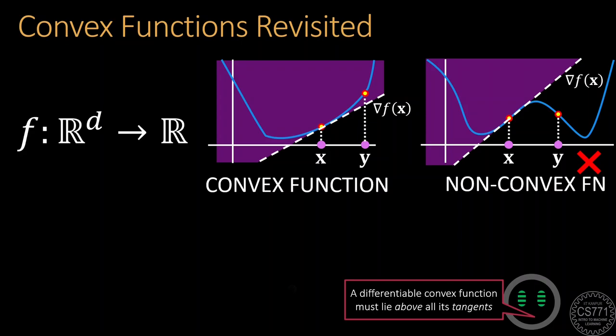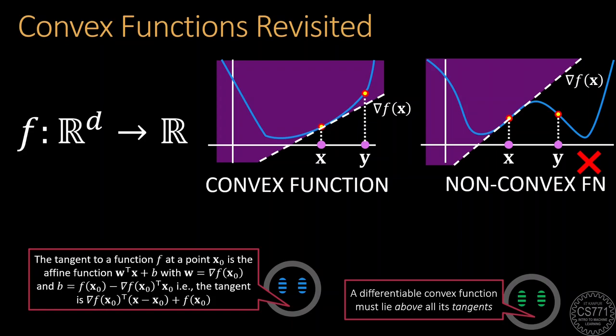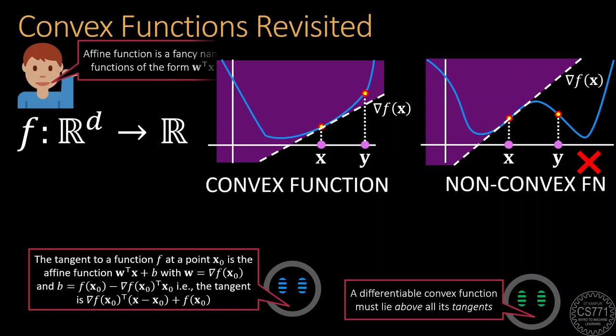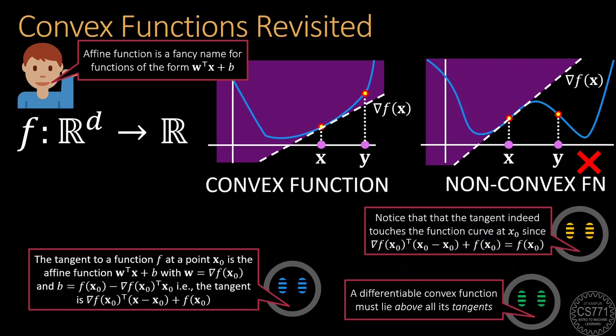To write this definition more mathematically, we note that the equation of the tangent of a function f at a point x0 is simply the affine function w transpose x plus b, where w is the gradient of the function at x0 and b is this expression given here. The term affine function simply refers to functions of the form w transpose x plus b. Note that the tangent touches the function curve at x0, as the tangent indeed should.